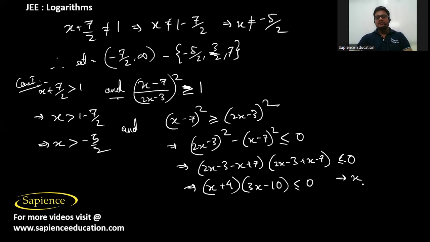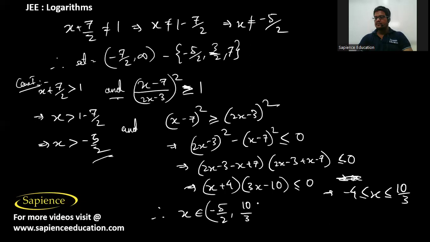So it means x should be more than or equal to -4 and less than or equal to 10/3. And x should be greater than -5/2 also. Therefore, if we take the intersection of these two sets, then we will get x should belong to -5/2 to 10/3.